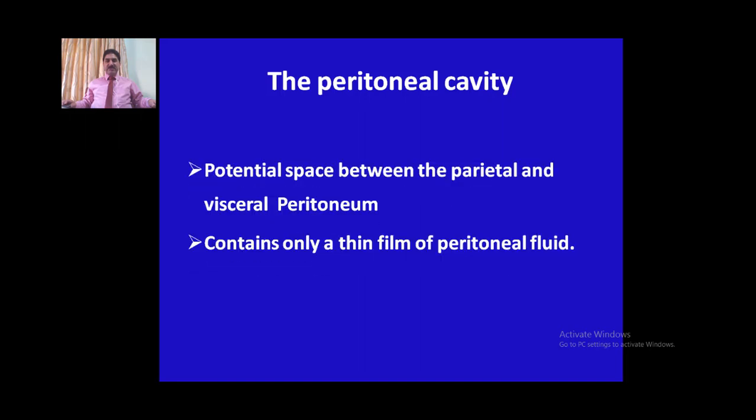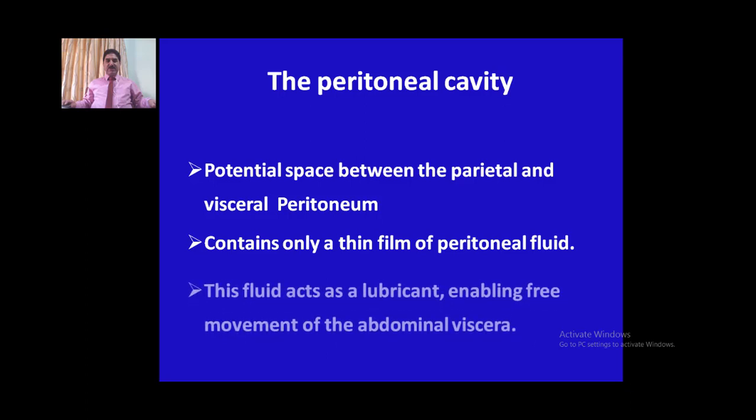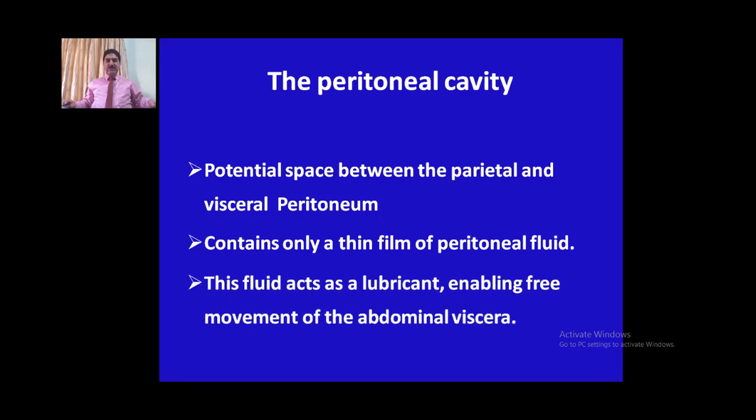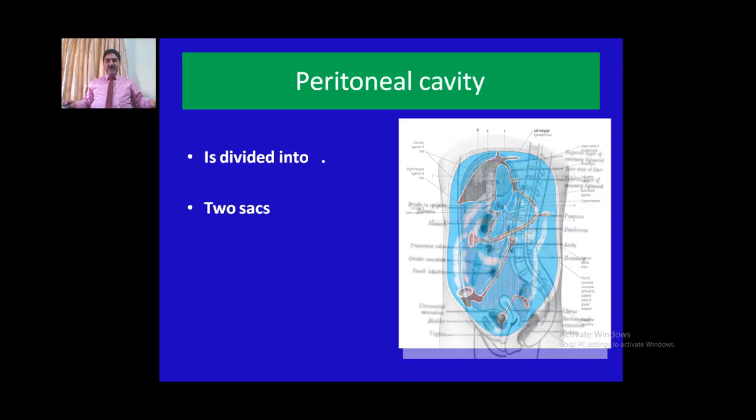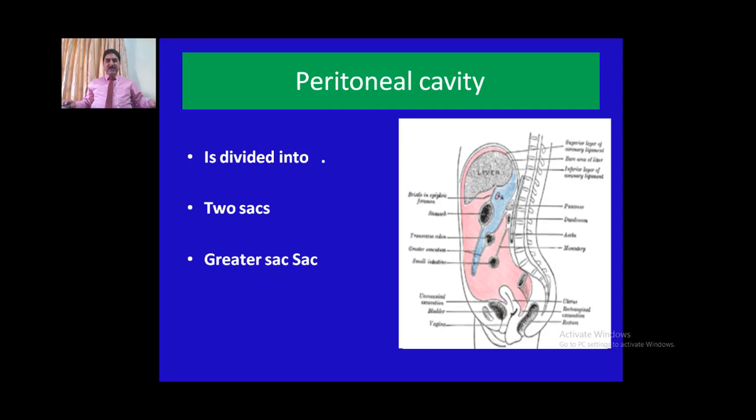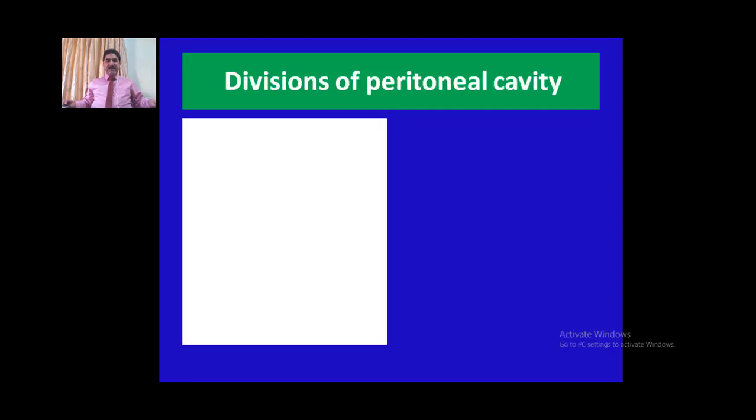The potential space between the parietal and the visceral layers of the peritoneum is called peritoneal cavity. It contains only a thin film of peritoneal fluid. This fluid acts as a lubricant, enabling free movement of abdominal viscera. This cavity is divided into two sacs, the greater sac and the lesser sac.